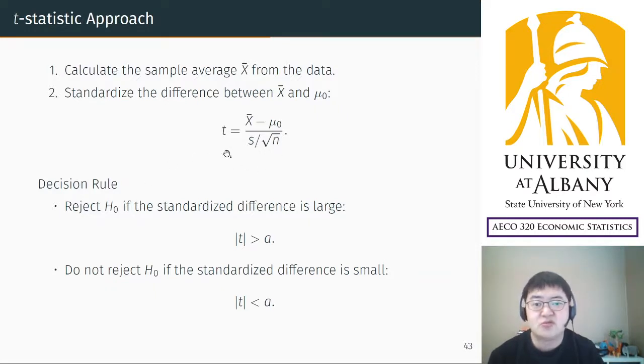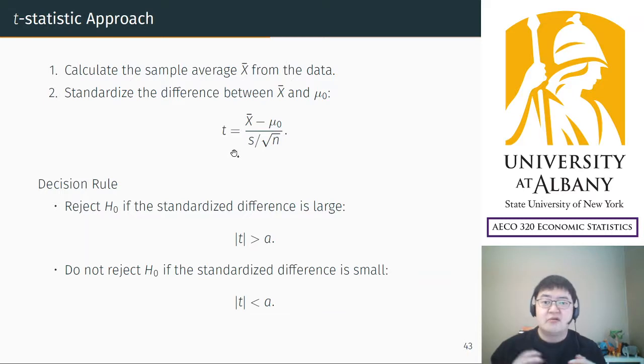Let's think about the decision rule. The t-statistic is this. We are going to interpret this as the standardized difference between x bar and mu 0, right? So x bar is what you observe and mu 0 is what you believe. What you see and what you believe could be different, and we standardize the difference so that the scale is always comparable to the standard normal distribution, so you can rank and measure how different they are.